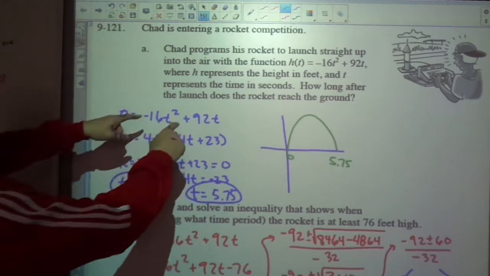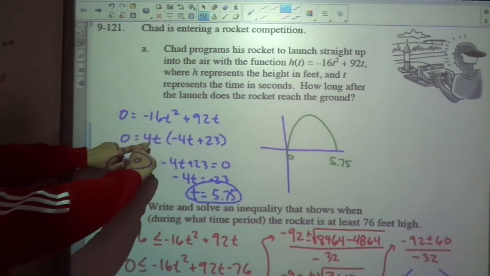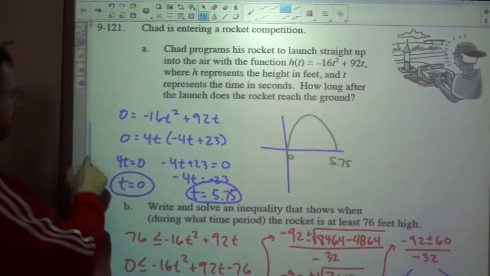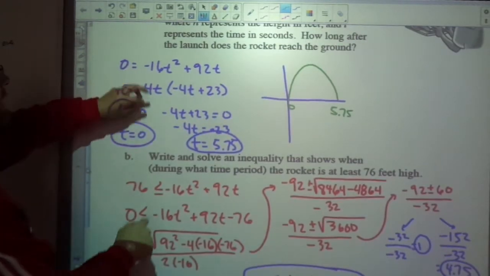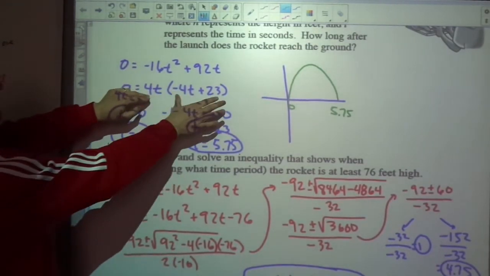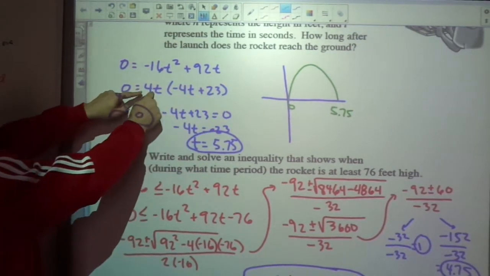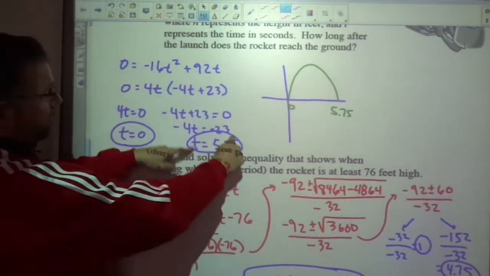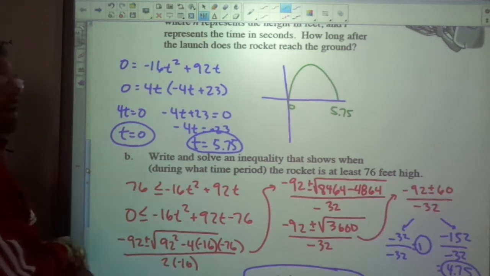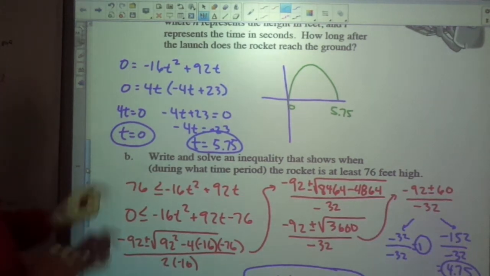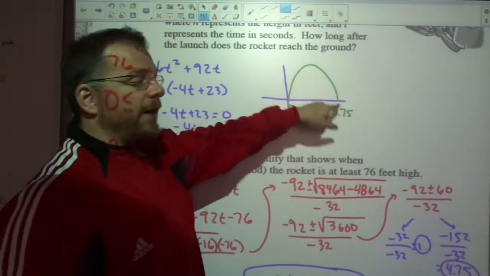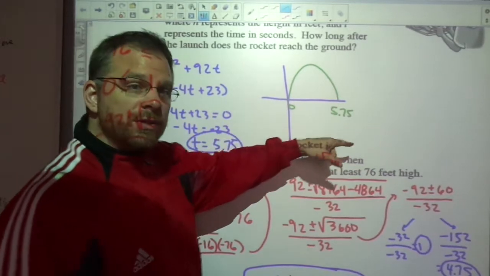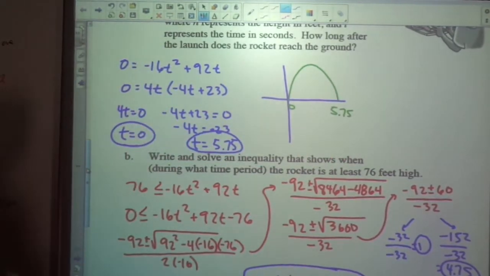This has a greatest common factor of 4t, so I divided the 4t out of both of them. That leaves this left over. And then zero product property, two things are being multiplied together to equal 0. So this equals 0 or that equals 0. And if you solve it, we get 5.75. So the two x-intercepts are 0 and 5.75. Those are the times whenever it's on the ground.